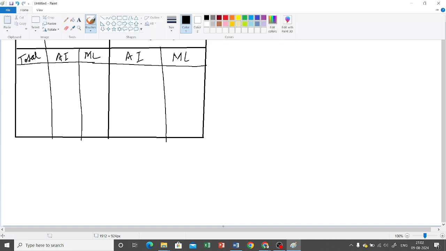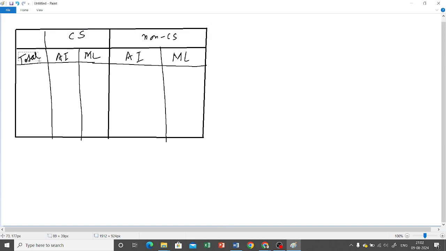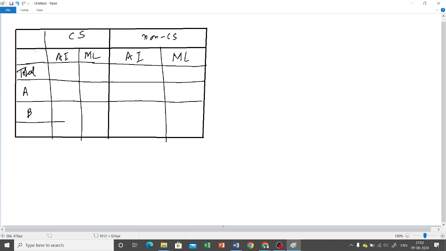Total এখানে লিখে হবে. So this is total. Okay, so this is A, I mean A grade, B grade, C grade, and also F grade.